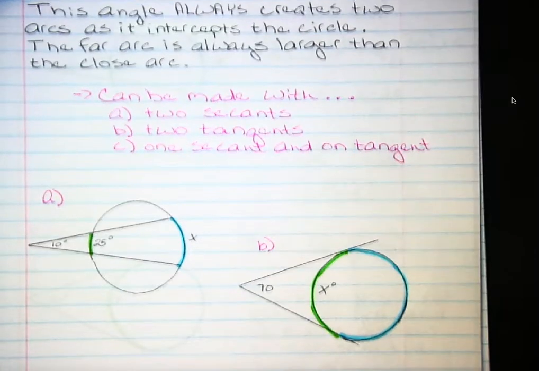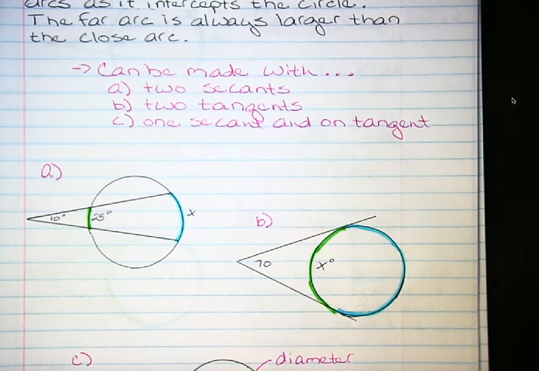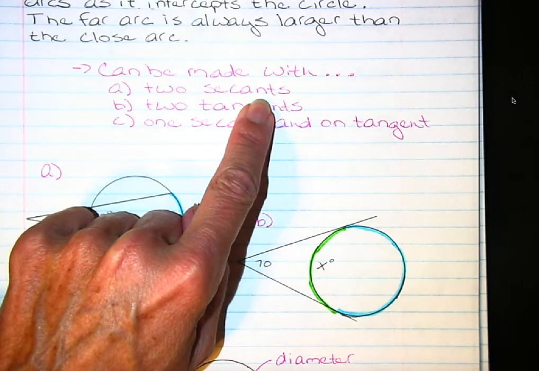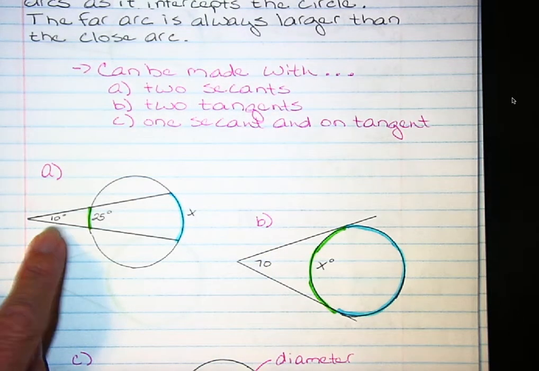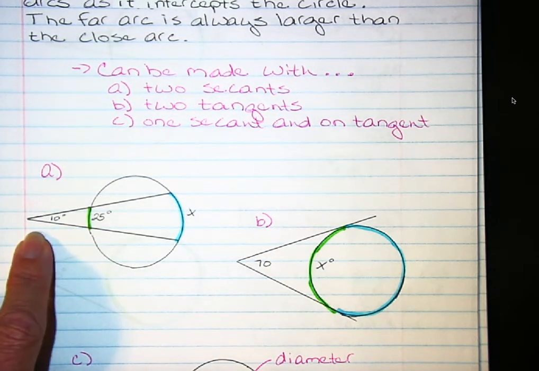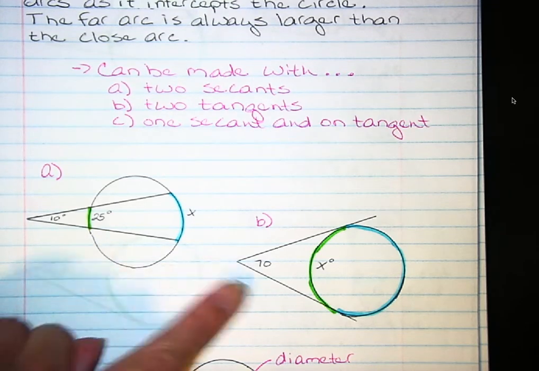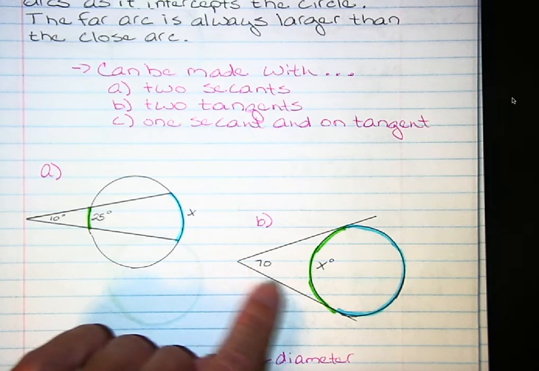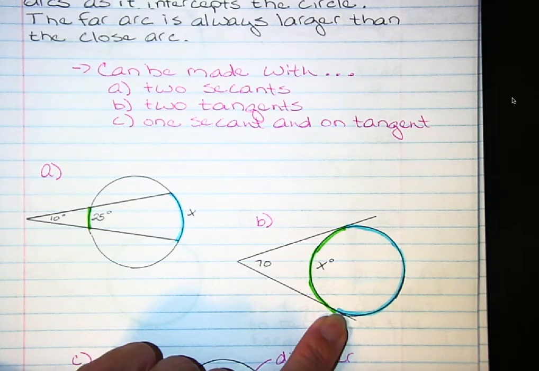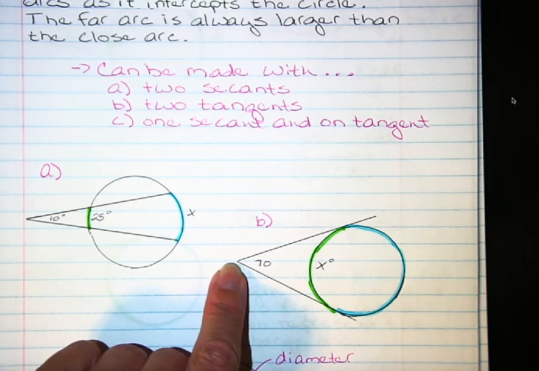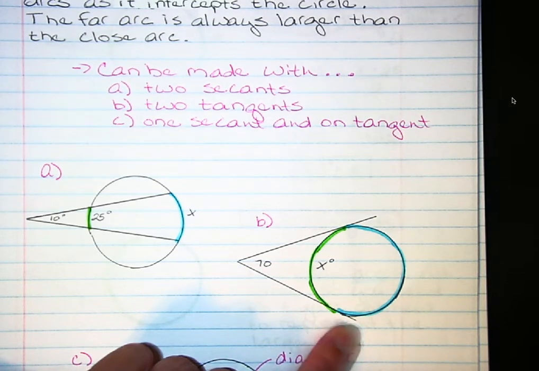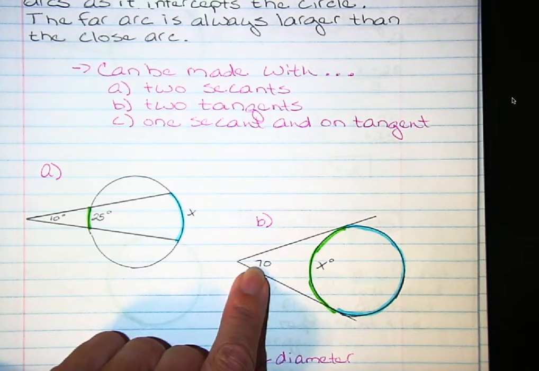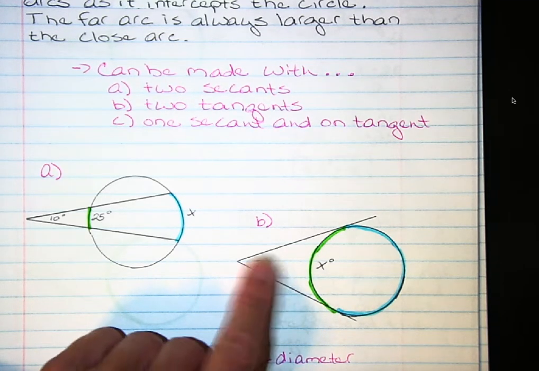Okay, so we have 3 different types that we're going to talk about that can be made. We have one with two secants, like the example. That would be example A here. You could also have one made with 2 tangents. Remember, a tangent is a line that just touches the circle in one spot. So this would be an example of a tangent and another tangent that creates an angle.